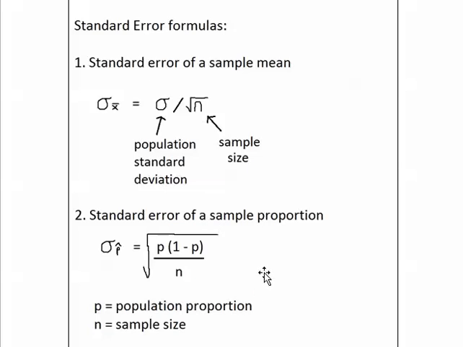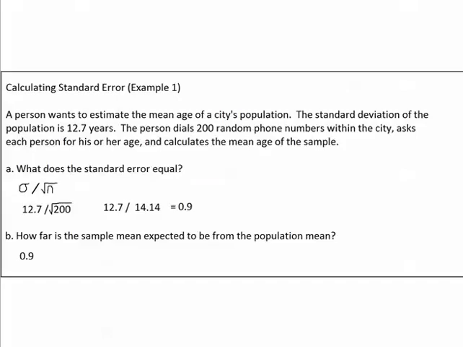So we've covered the formulas to calculate standard error for sample mean or sample proportion. Let's go through a few examples of calculating a standard error. Here's our first example. A person wants to estimate the mean age of a city's population.